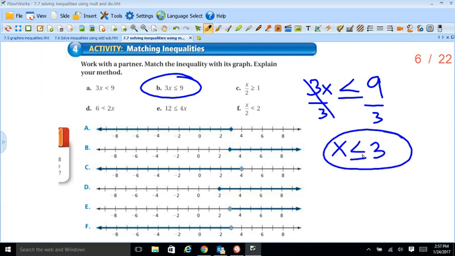So, right away, I already know I'm looking for a graph that has a closed circle because I have the or equal to part. And my attention number is 3. So I'm looking for a closed circle on 3. Well, A has that, B has that, not C, D, E, F. So it's either A or B. I want the solution set with all the values that are less than or equal to 3. So closed on 3 and less than 3. So towards the 2, 0, negative numbers. Shaded in. So A is the correct answer that matches this question right there.